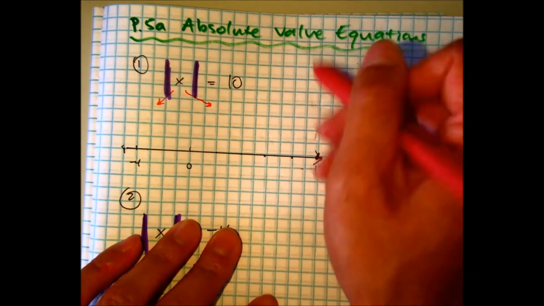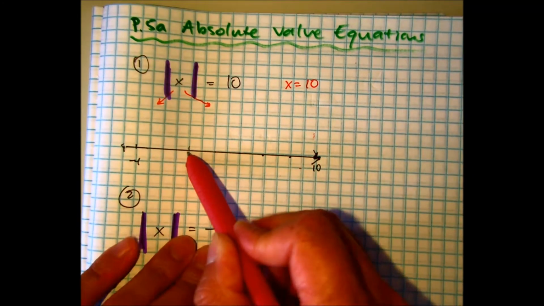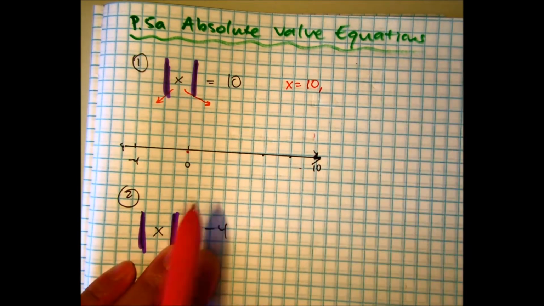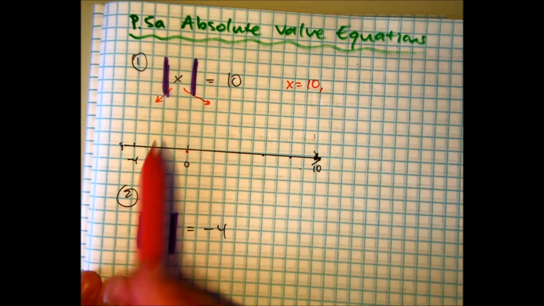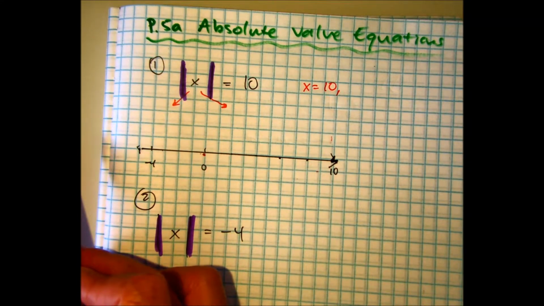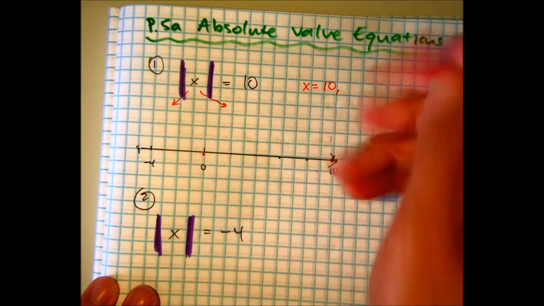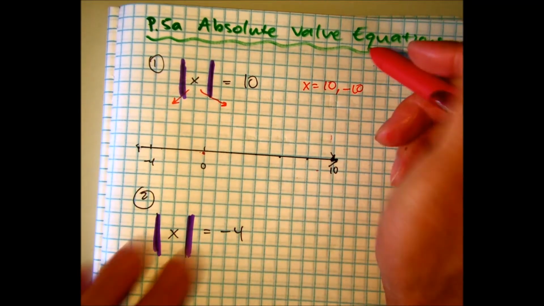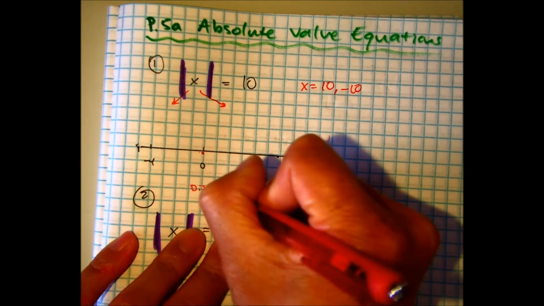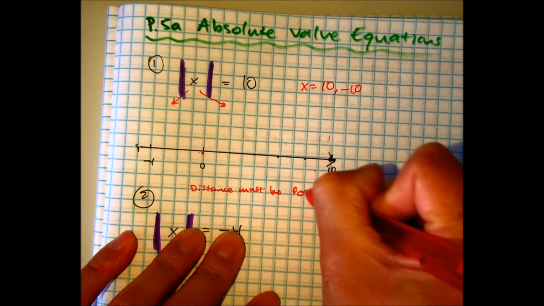Well, one of the answers is positive 10. Because from here to there, that's a distance of 10. But the other answer would be what? I don't know why I didn't draw my number line that long. Negative 10. Negative 10, way over here off the screen, has a distance to 0 as positive 10. Distance has to be what? Distance must be positive.